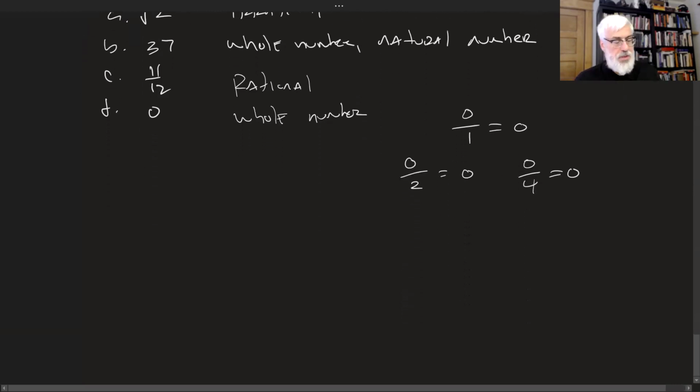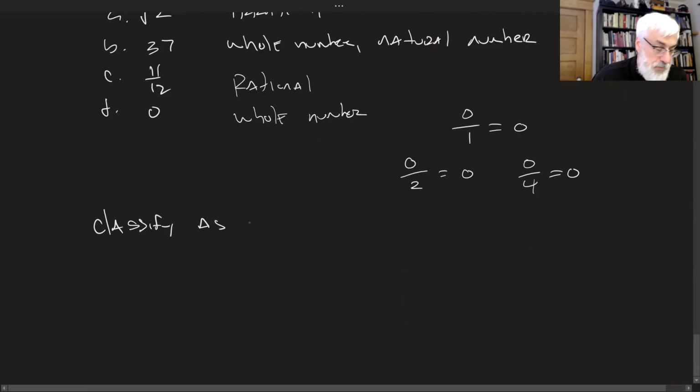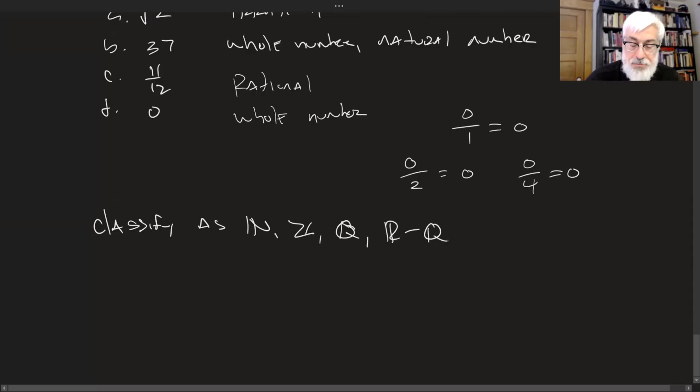All right, so let's do a little bit of our set notation. So let's say classify as natural, integer, rational. I'm going to use this as a symbol of irrational. Your book does, or the book does this. I don't love that either, but we'll just use the reals without the rationals. So we have A, B, C, D.